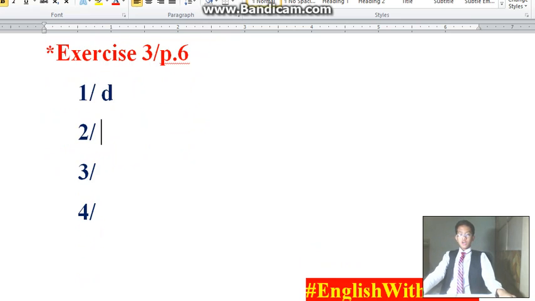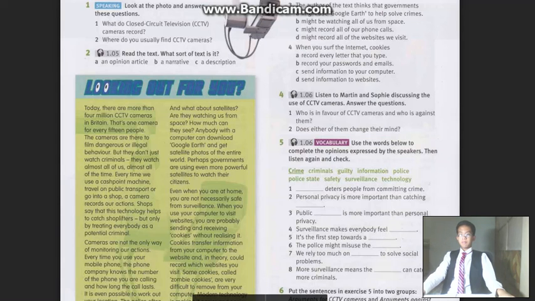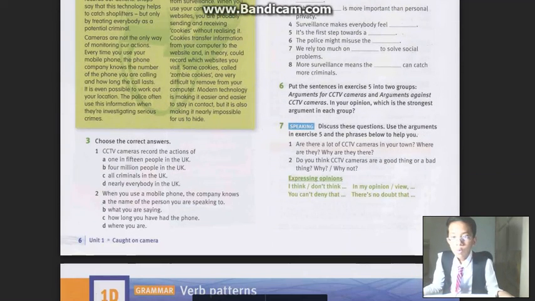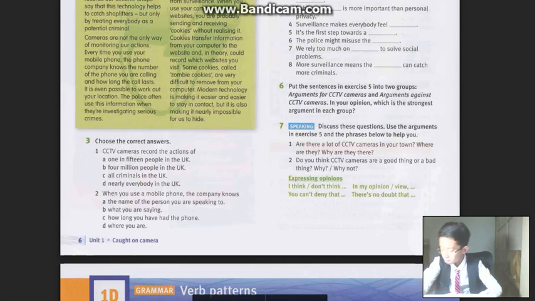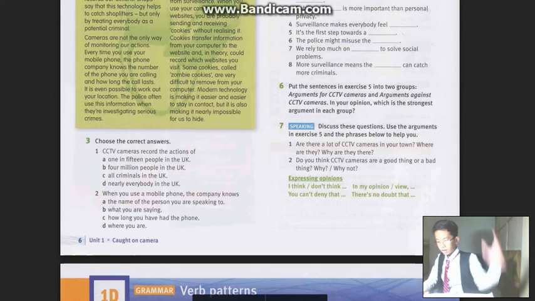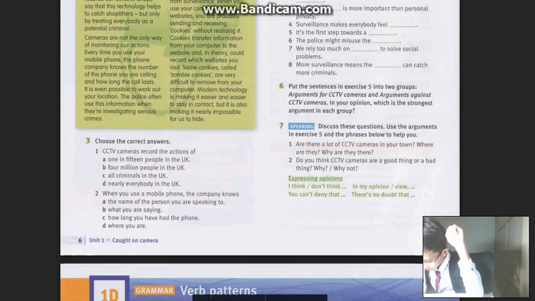What is number 2? Number 2. When you use a mobile phone, the company knows A, the name of a person you are phoning to, B, what you are saying, C, how long you have had the phone, or D, where you are. Okay, so that is finished. We have finished the first paragraph.